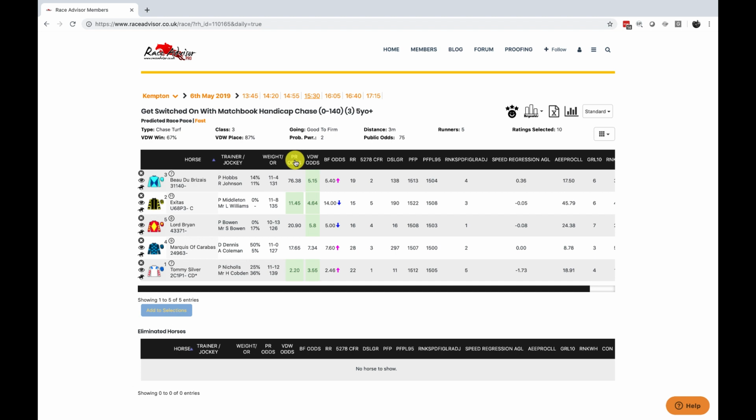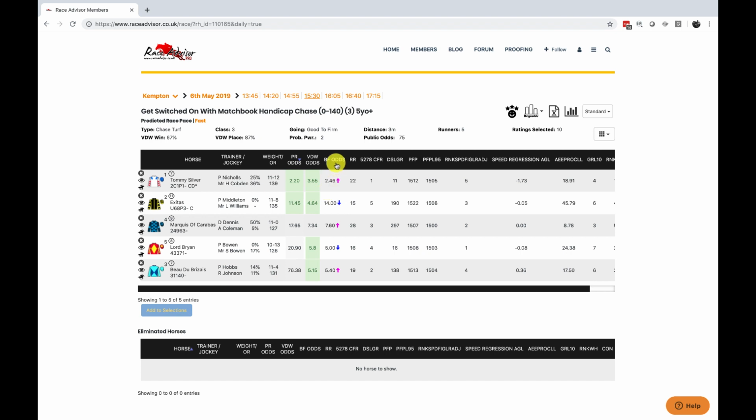First of all, we're going to come along to our PR odds column, and I'm going to sort that in order from the lowest odds to the best odds. These are our predicted odds, and we're suggesting that Tommy Silver and Exitus are going to be the two best. They are currently both highlighted green, which means they're offering value. We then come to the VDW odds column, and we can also see that Tommy Silver and Exitus are two out of the four horses highlighted as the strongest from the VDW odds perspective as well. So these two are already looking quite good.